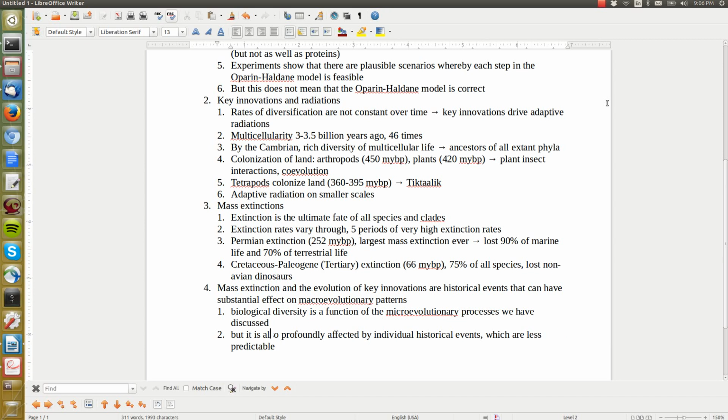So even if we have a full understanding of these microevolutionary processes, it may not be sufficient to explain all of the macroevolutionary patterns, because that requires having an understanding also of these individually important historical events, such as mass extinctions and the evolution of key innovations that set off totally new radiations.